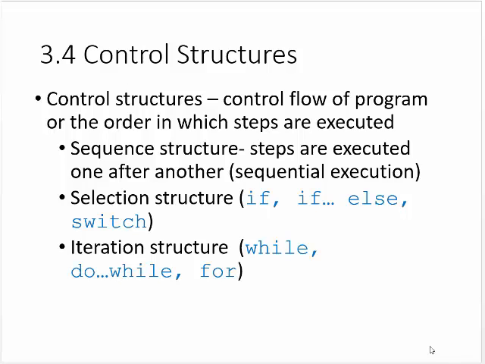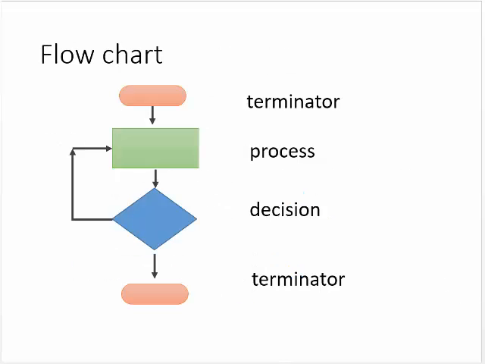And then there's also an iteration structure. That's usually something that tells the program to do something over and over again until some condition is met. In this chapter, we'll cover the while structure, and the next chapter will cover do while and for. But this chapter will cover the while iteration structure. So let's start.